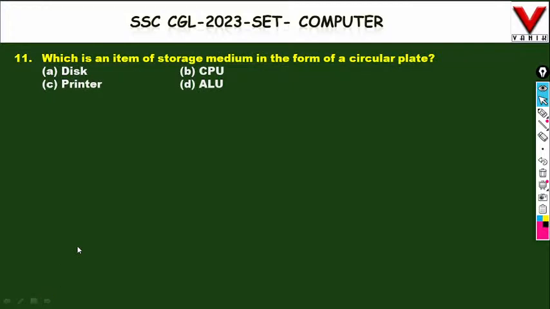Which is an item of storage medium in the form of a circular plate.